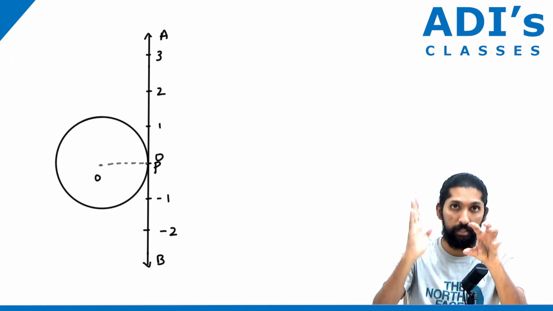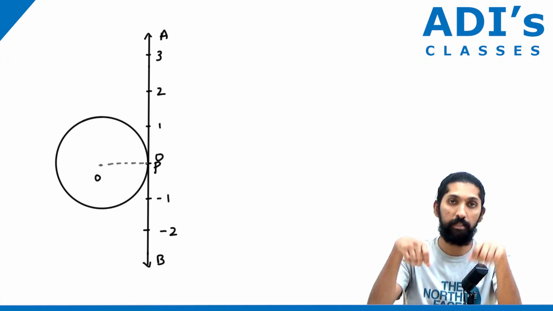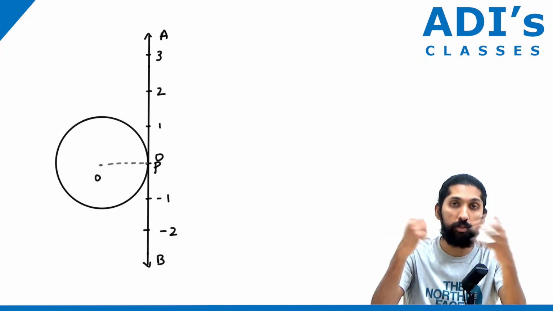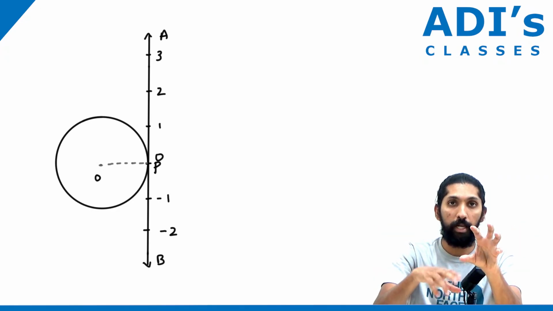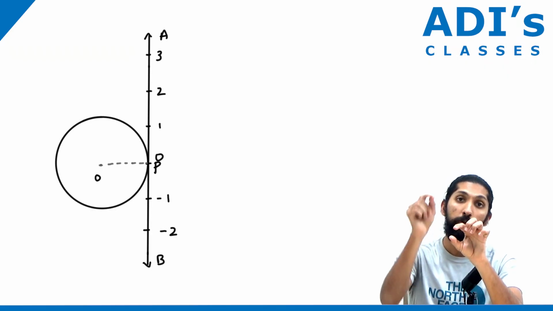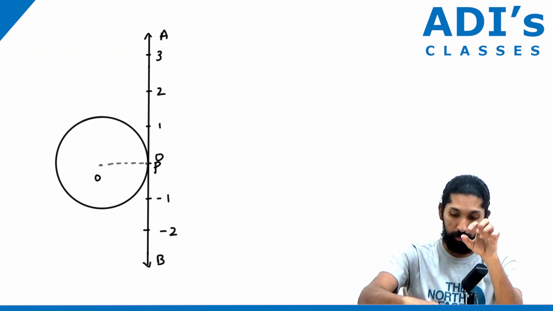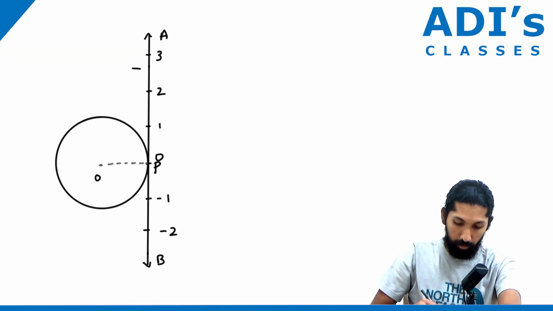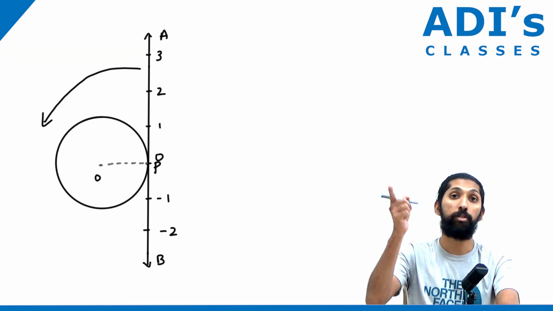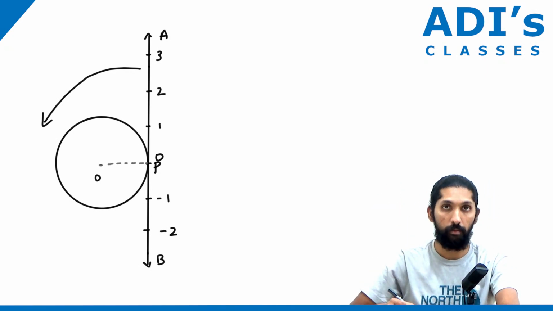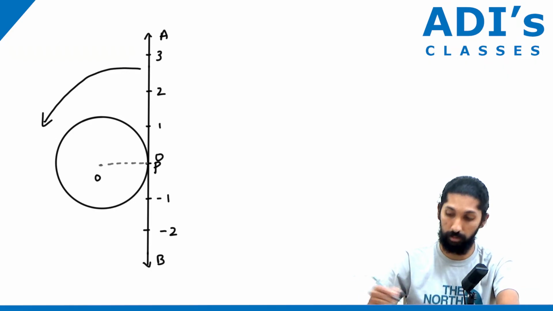Now take that plastic scale, not the regular one, the one that you can bend. Take a bangle, and touch the scale like a tangent. Then you bend the scale. That means this straight line part, we are going to bend it like this, so that it comes on the circumference of the circle.